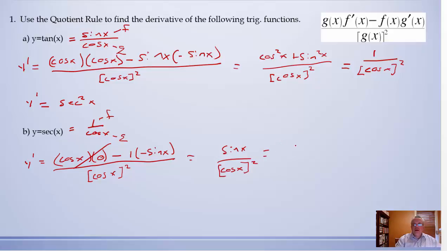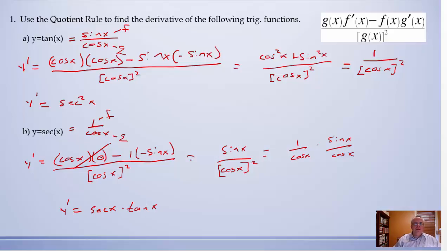And we're going to do a little trick here. We're going to write this as 1 over cosine of x times sine of x over cosine of x. I just split this up, so everything's still there. 1 times sine is sine. Cosine times cosine is cosine squared. And we get the final result. 1 over cosine of x is secant of x, times sine over cosine, which is tangent of x. So y prime is secant of x times tangent of x.